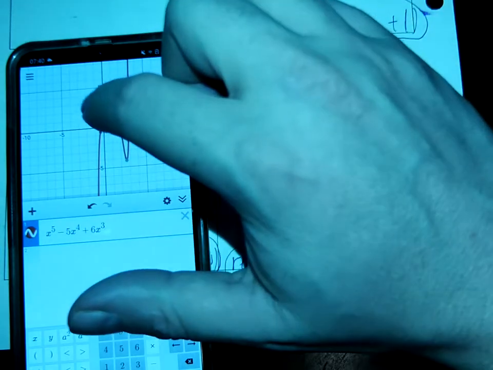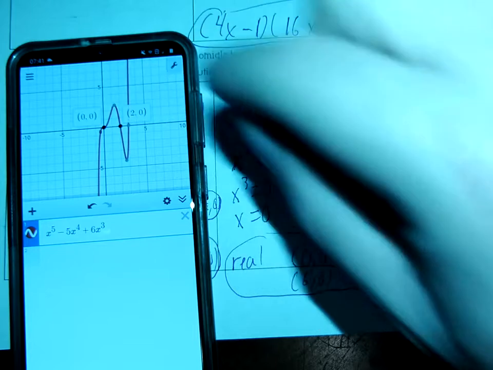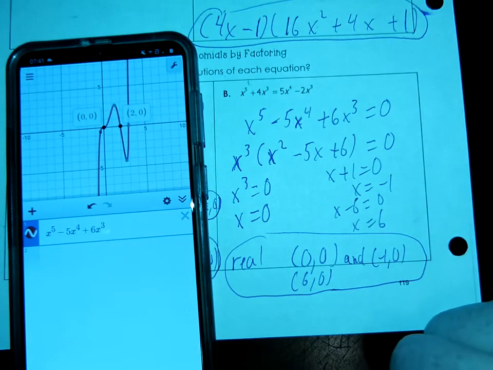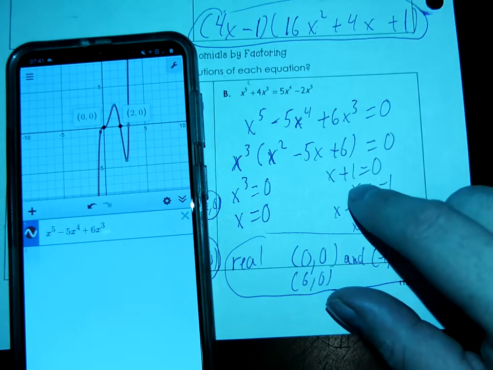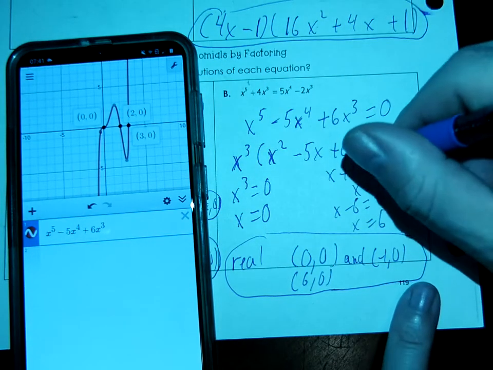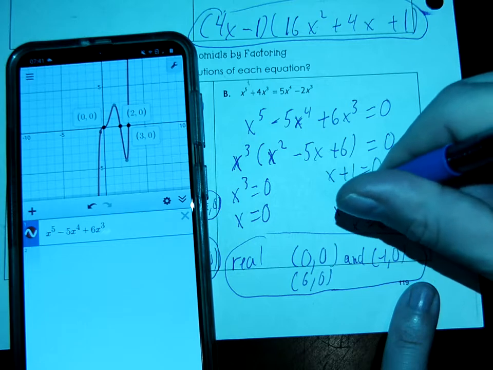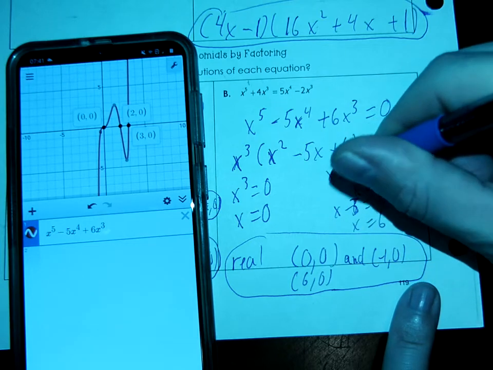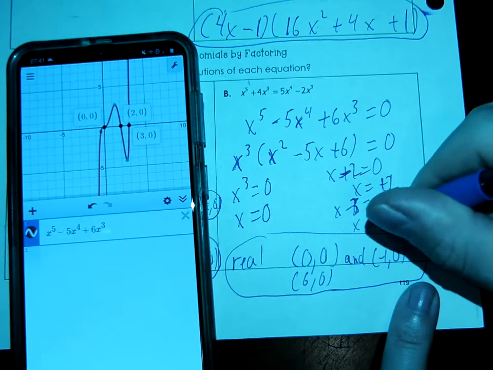And the nice thing about Desmos is it's nicer than our graphing calculators even at school, it tells you the zeros really easily. 0, 0, 2, 0. So I've made a mistake somewhere. I don't know where. Oh, I talked about this being 3 and 2, then I used 6 and 1. That was a dumb mistake by me. Sorry, guys. So positive 3 and positive 2.